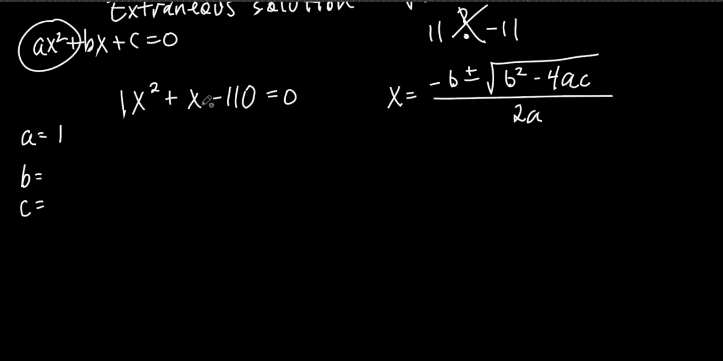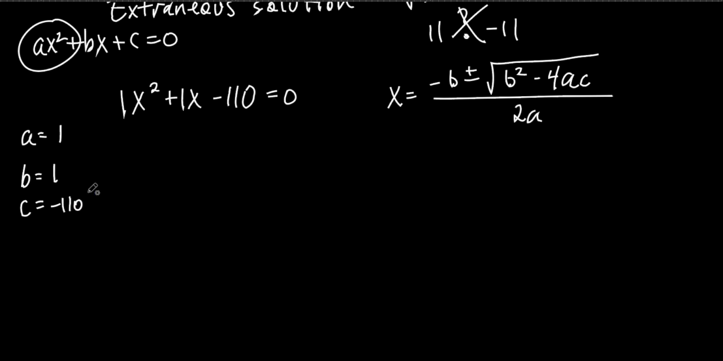What about this one? What's the b? Same idea. It's a 1 because what is being multiplied? See, that b is being multiplied by the x. What's being multiplied by this x? A 1. So the b is also a 1. What is the c? It's negative 110.